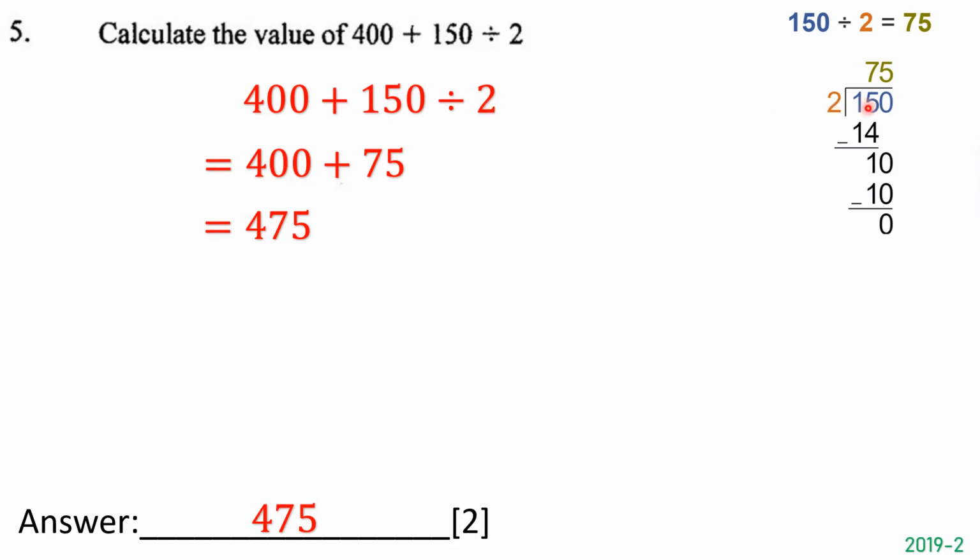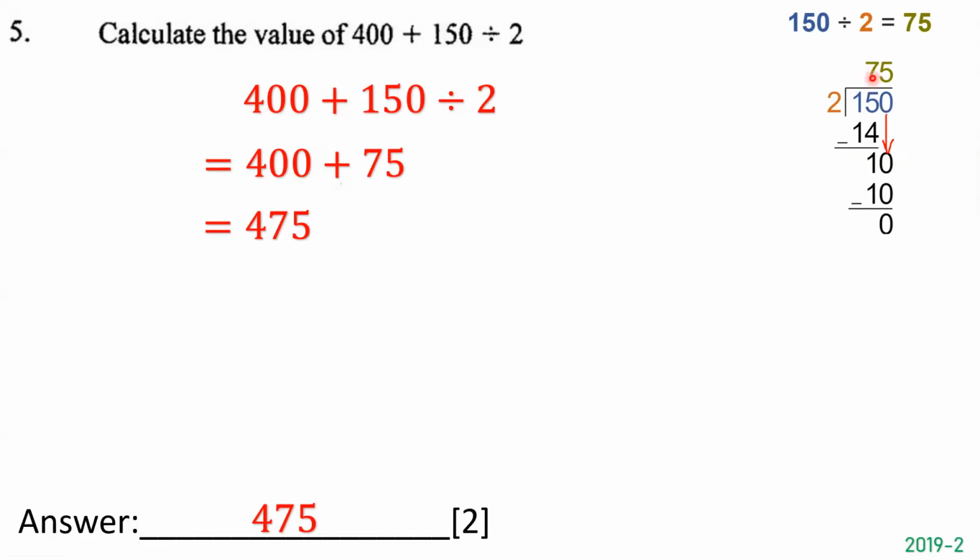2 can go into 15 7 times because 2 times 7 is 14. And 15 minus 14 is 1. And so we bring down, let's do the arrow, we bring down the 0. Sorry, we bring down the 0. So when we bring down the 0, it becomes 10.